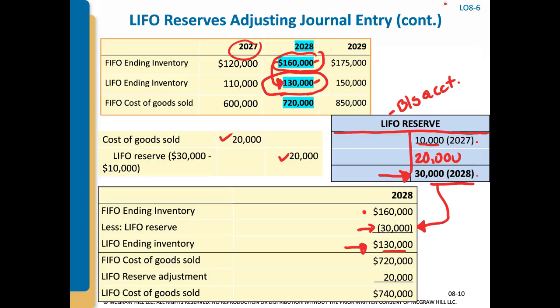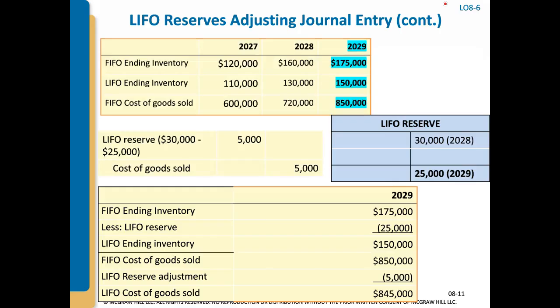Same way with cost of goods sold, my FIFO cost of goods sold is 720, which we're told, that's right there. We've posted a journal entry debiting cost of goods sold by 20, which increases it. So our LIFO cost of goods sold is 740.